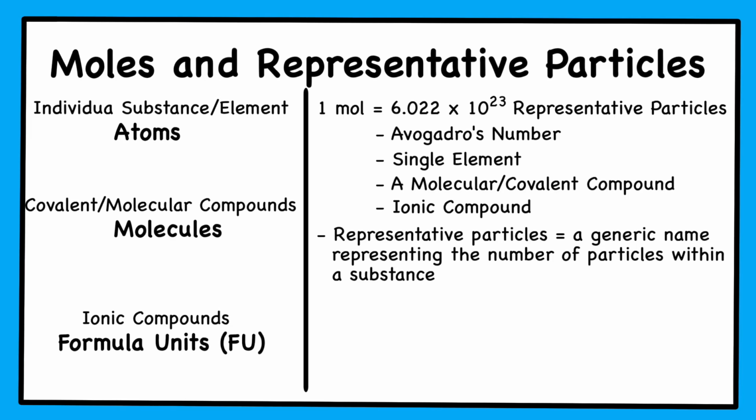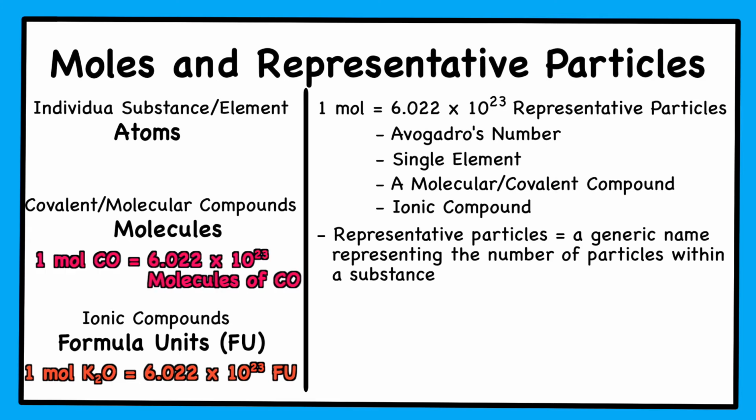We are going to have 6.022 times 10 to the 23rd representative particles in 1 mole of a substance. So in 1 mole of the ionic compound potassium oxide, there are 6.022 times 10 to the 23rd formula units of potassium oxide. Similarly, in 1 mole of carbon monoxide, there are 6.022 times 10 to the 23rd molecules in it. Just as we keep the example going for an individual element like lithium, there are 6.022 times 10 to the 23rd atoms of lithium represented in 1 mole of it.